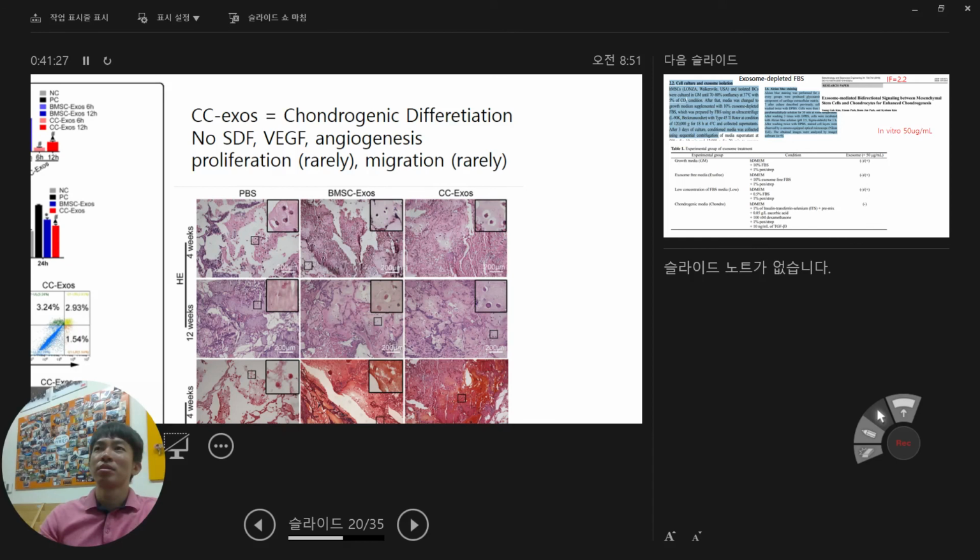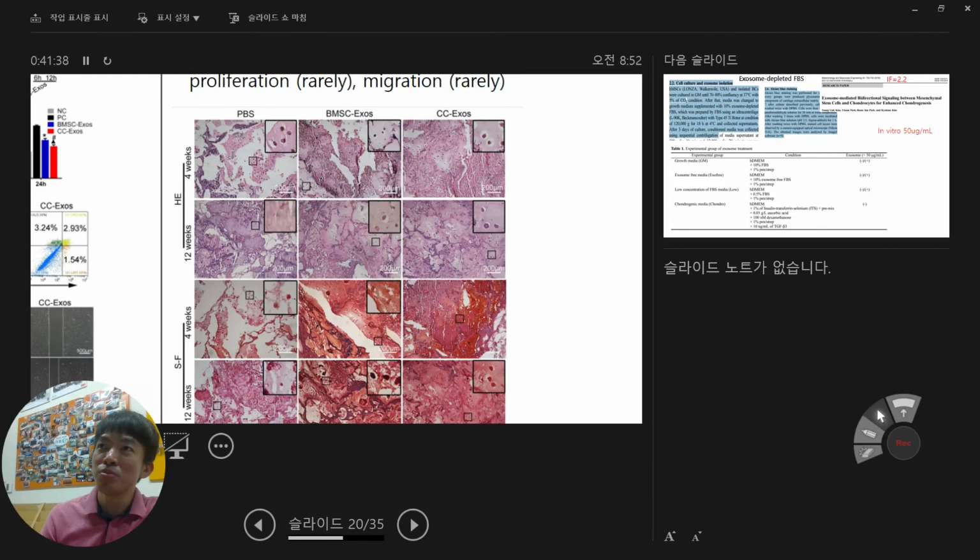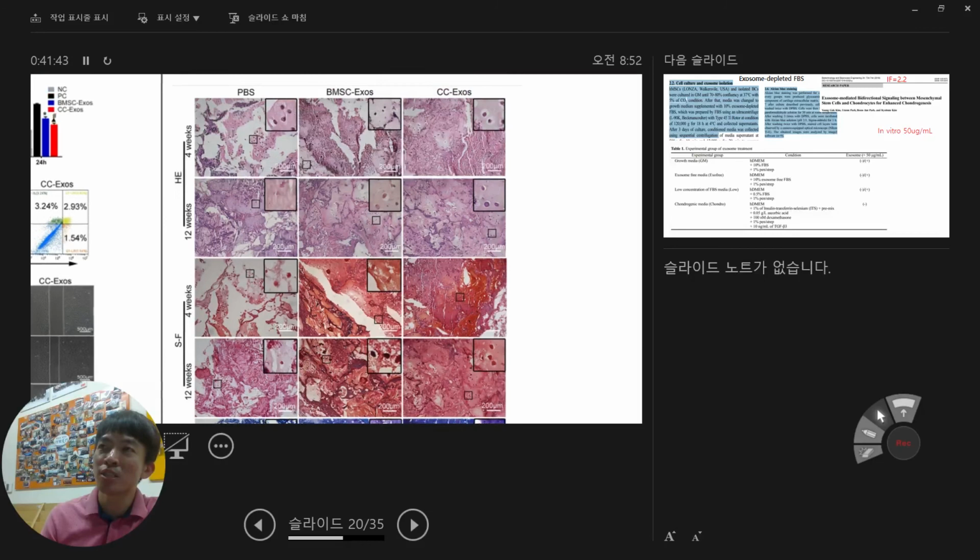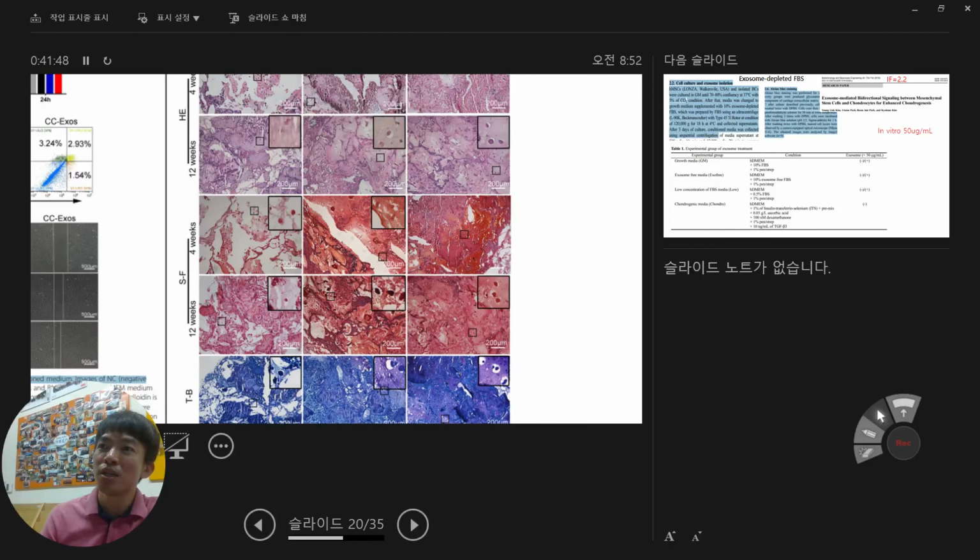Actually, this is not IV, just local delivery in a certain area, and then they found that chondrogenic exosome has a little effect compared to bone marrow stem cell exosome. On histology compared to the PBS control group, the two are better than others, but this one is better than the bone marrow stem cell exosome. So they show it like this.